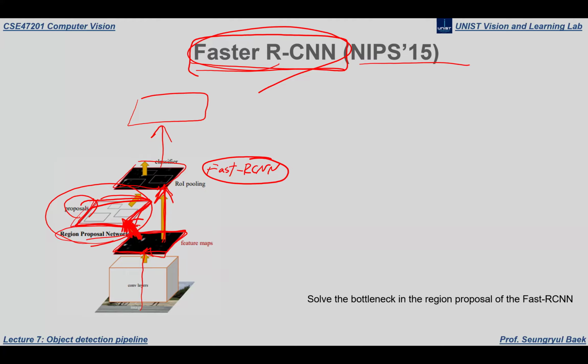Okay. So they are solving some bottlenecks inside the region proposal side, which remained in the Fast RCNN algorithm. By doing that, it is becoming faster. At the same time, it is becoming more accurate. So this is the Faster RCNN algorithm.